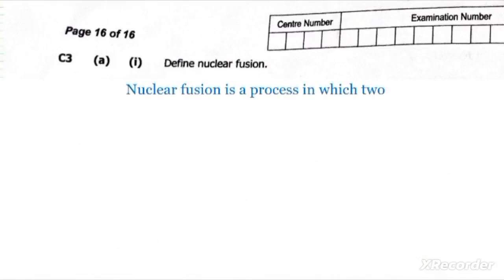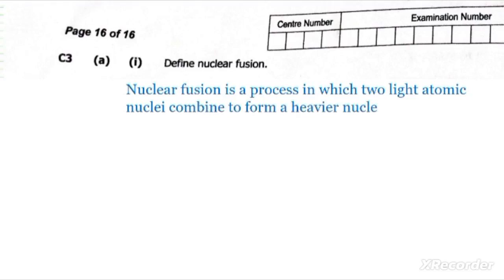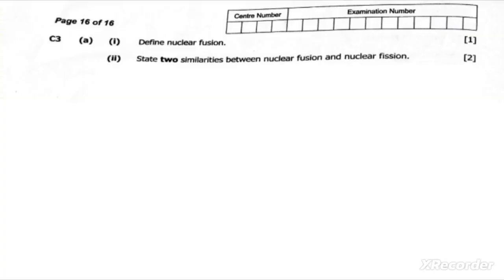Nuclear fusion is a process in which two light atomic nuclei combine to form a heavier nucleus, releasing a significant or big amount of energy. Okay, we are done with this question. Let us move to the next question, which is question 2. State two similarities between nuclear fusion and nuclear fission.